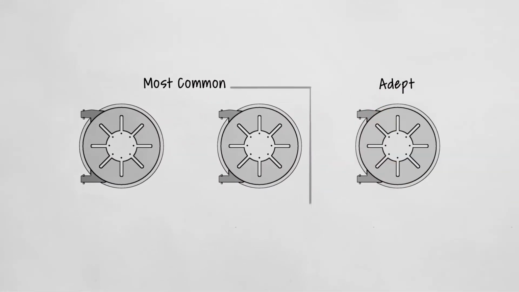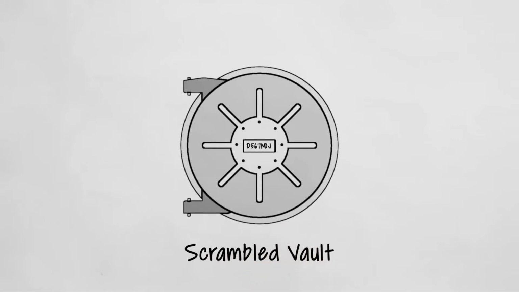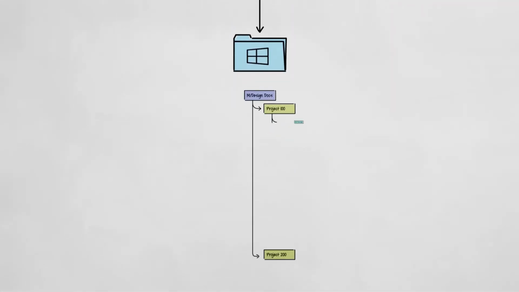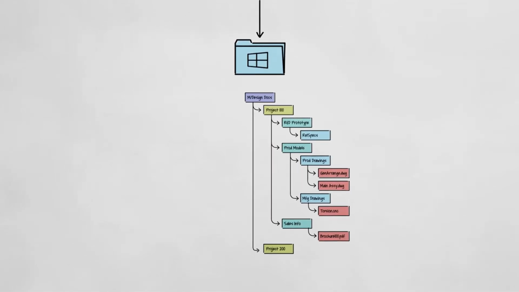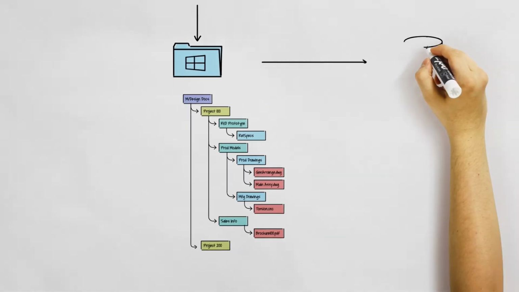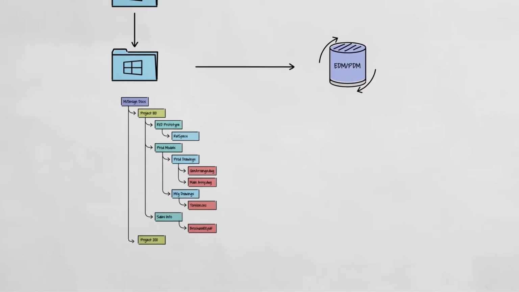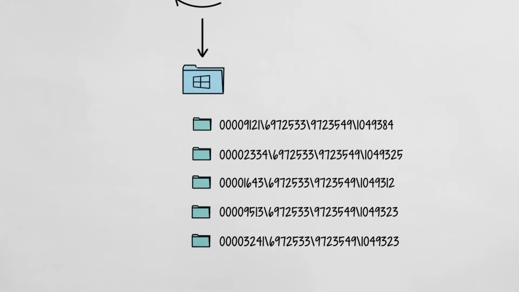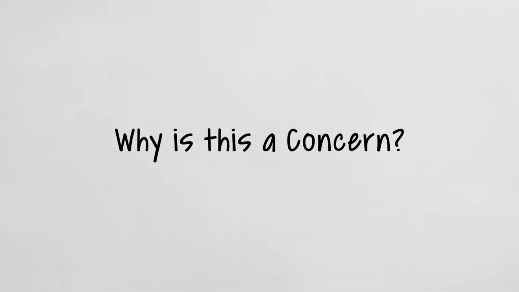First, there's what we refer to as a scrambled vault. Most organizations have thousands of Windows project folders, each with their own subfolders, and an intelligent file naming convention. But when your files are imported into a data management system that relies on a scrambled vault, the folder and file names become unintelligible. Even your IT department sees scrambled files and folders. So why is this a concern?